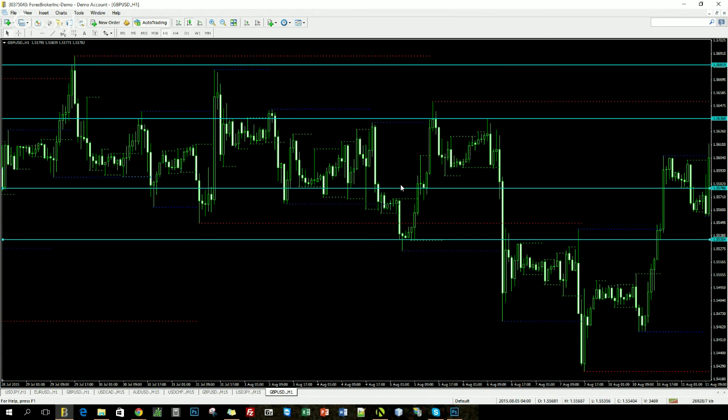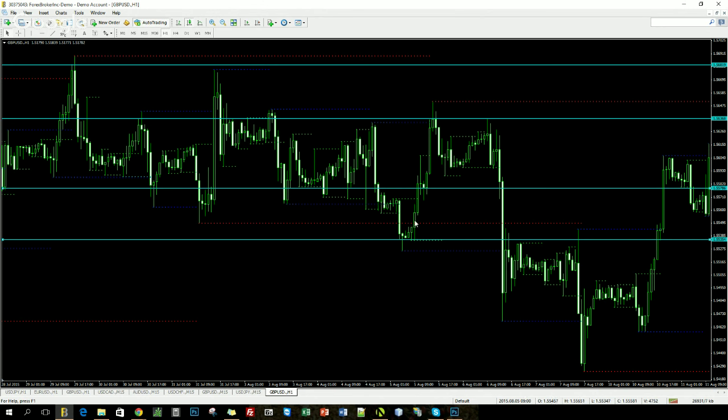So support is the bottom line. Price hits and goes up. Resistance is the upper line. Price hits up and goes down, or hits and goes to the next resistance level, I guess, as we look at it.